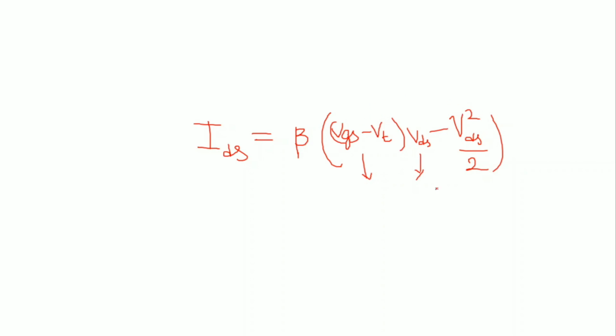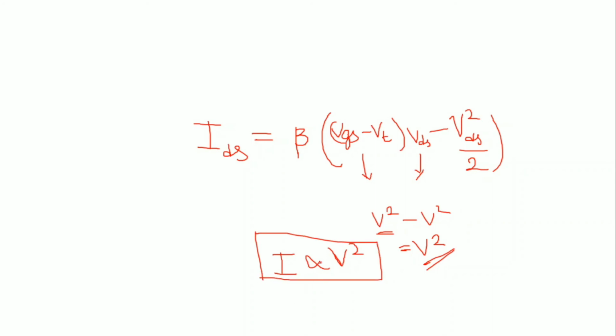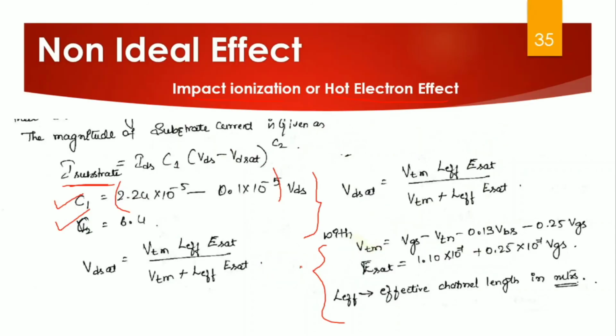If you take the difference here, you will get voltage square itself. Whatever the resultant is, it is the result of voltage square. The current is now proportional to the square of the voltage. It is not linearly proportional, right? Because of this non-linearity, we are getting these non-ideal effects.